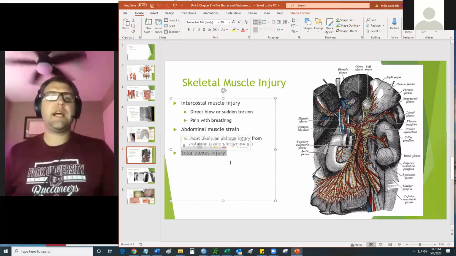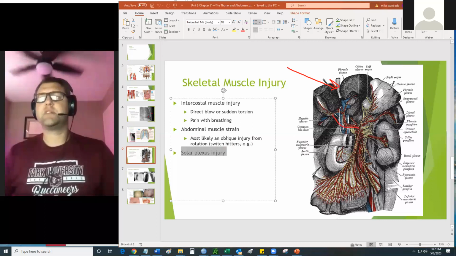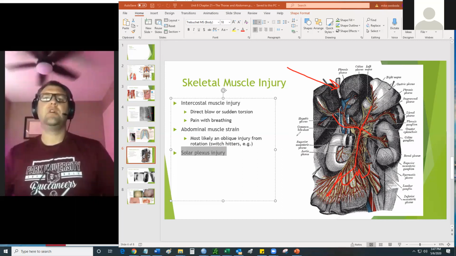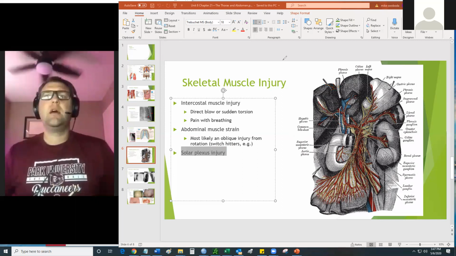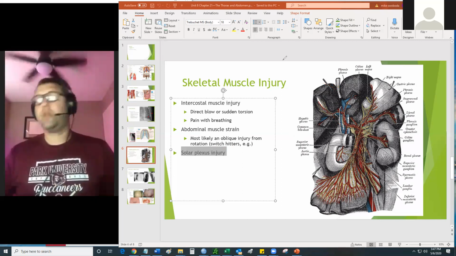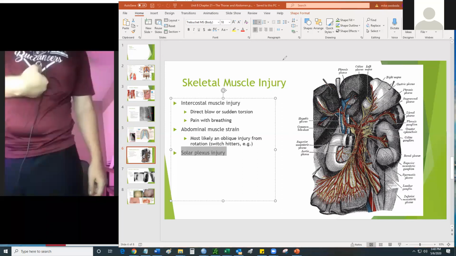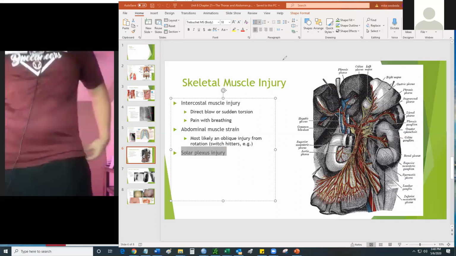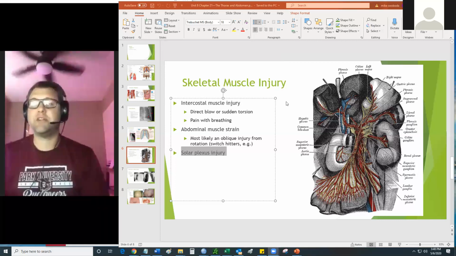Last one here is a solar plexus injury. So this is a picture right here of your solar plexus. And what it is essentially is just a big network of nerves that go in and all around your intestines. If you get a solar plexus injury, you are essentially getting punched right here. And if that happens, then you'll feel like you got the wind knocked out of you. So that's the main thing that would happen if you had a solar plexus injury.